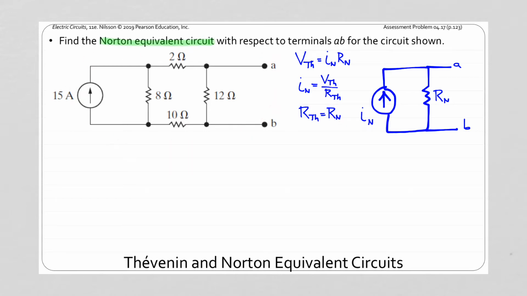Looking at our circuit, we see a current source in parallel with a resistor, and we know that we can rewrite that as a Thevenin equivalent circuit, a voltage source in series with a resistor. The value of the resistance is going to be the same, so we're still going to have 8 ohms, but our voltage source is going to be 8 times 15, which is going to be 120 volts. Thus, we'll rewrite the circuit with a voltage source in place of this current source.